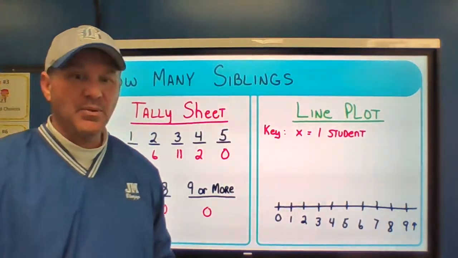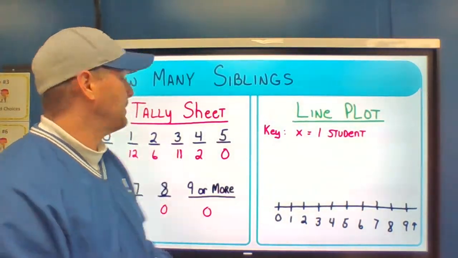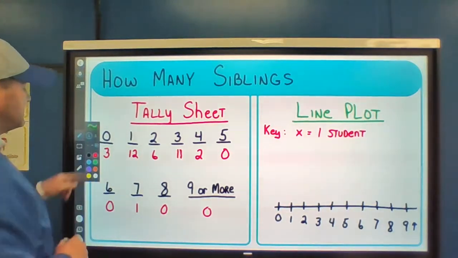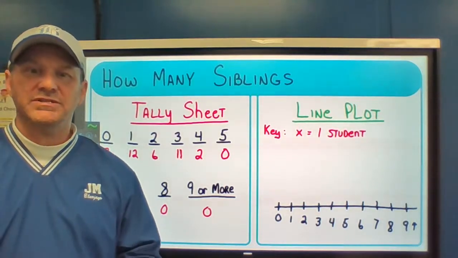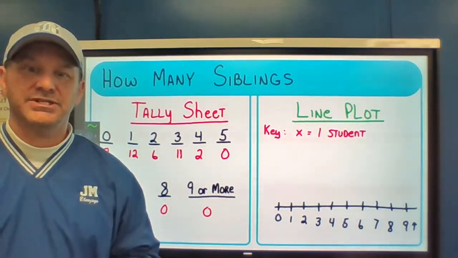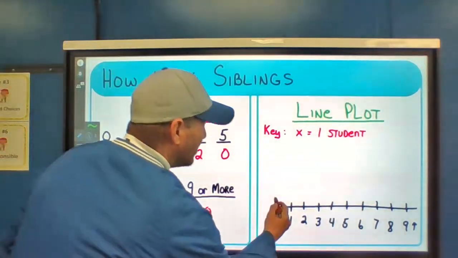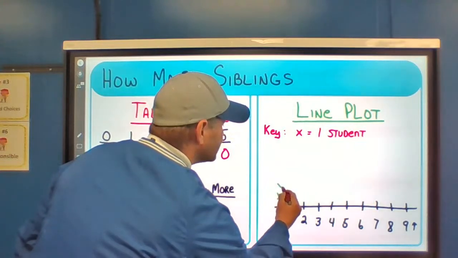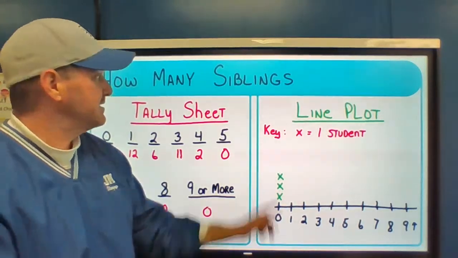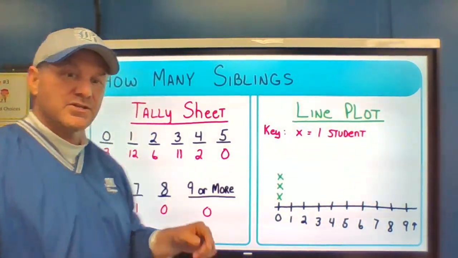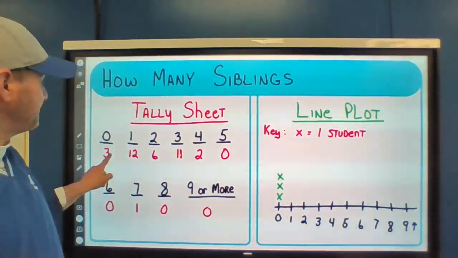The key is very important. You have to have your key so when we read your line plot, we know what you're talking about. So taking the data that I got from here, I asked myself, well, how many students had 0 brothers or sisters? And you would say to me, 3 people did. So at 0, I would put 3 X's because each X equals 1 student. So those of you that had 0 brothers and sisters, there was 3 of you.